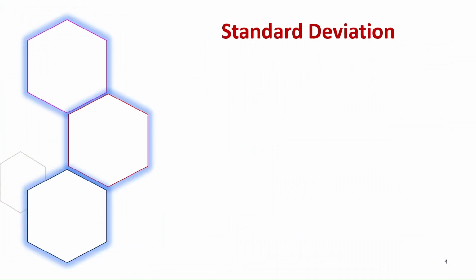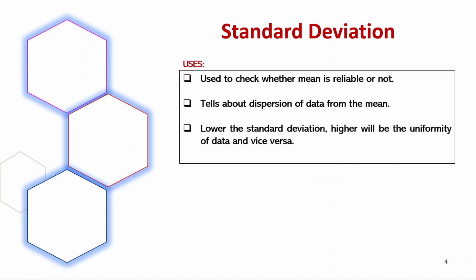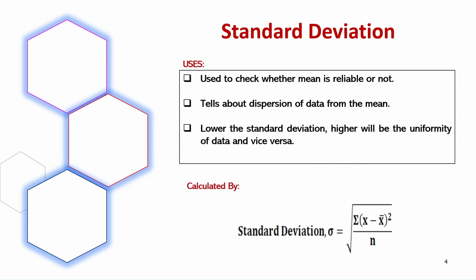Standard deviation, on the other hand, is used to check the reliability of the mean. It tells about the dispersion of observations from the mean. The lower the standard deviation, the higher will be the uniformity of data, and the higher the standard deviation, the more dispersed the data will be from the mean. It is calculated by taking the square root of the squared deviations from the mean.